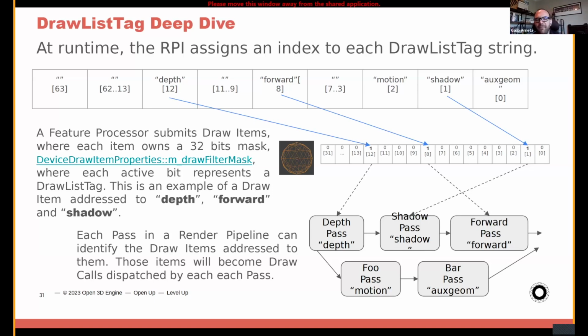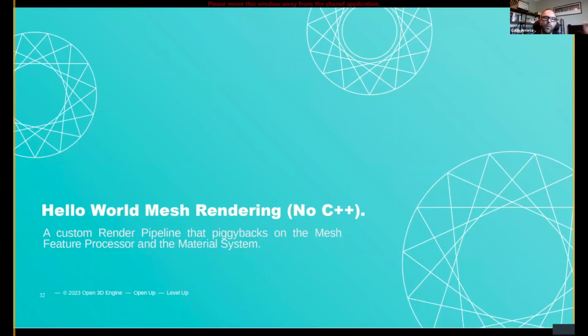And here you can see eventually on the bottom right, when the depth pass is going to run, it looks for, hey, what is my depth? What are the draw items sent to me? And the shadow pass gets its own draw items and the forward pass, and everything gets combined in the render target at the end. So now that we know that, let's talk about how to render real meshes.